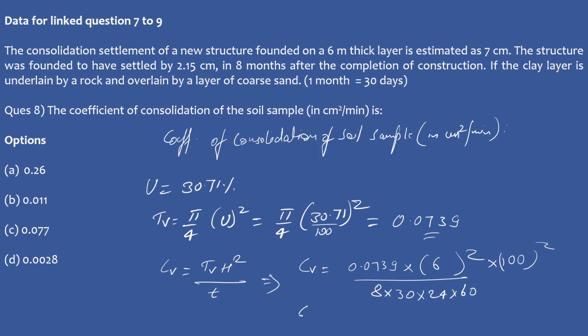So let's calculate Cv: 0.0739 into 6 square into 100 square, divided by 8 into 30 into 24 into 60. So your Cv is 0.077. The correct answer is option C. The coefficient of consolidation of the soil sample in centimeter square per minute is 0.075.